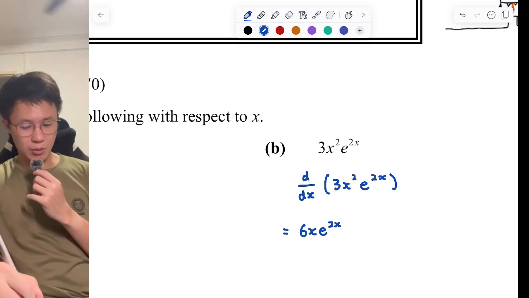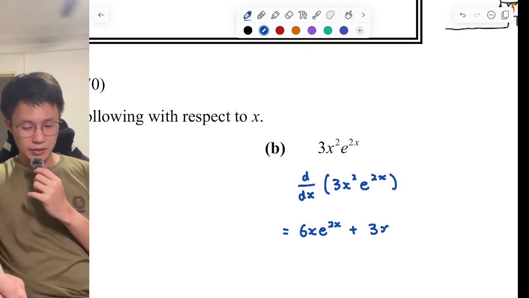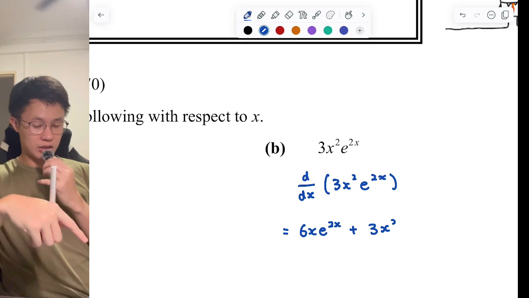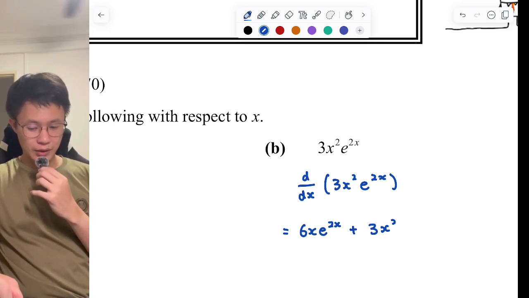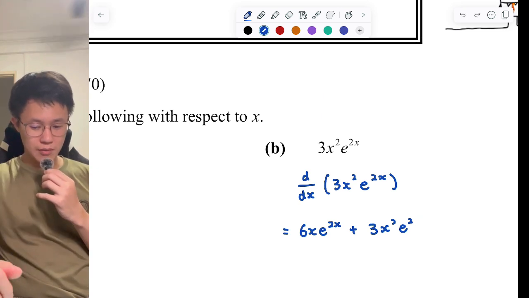Now with this, I will add, keeping 3x squared now because I differentiated earlier, so I've got to keep it. And I'm going to differentiate e to the power of 2x, which is in fact just e to the power of 2x times 2.